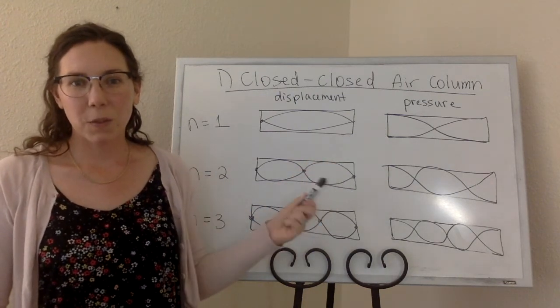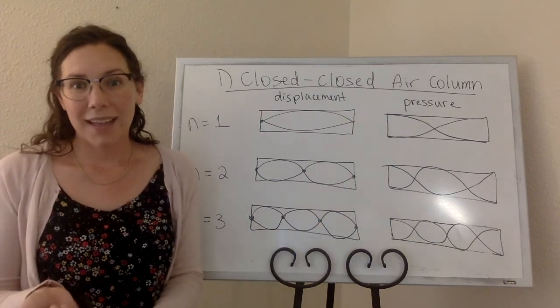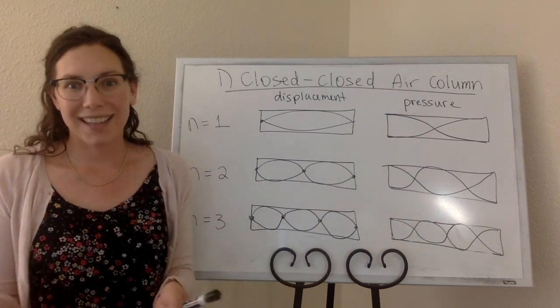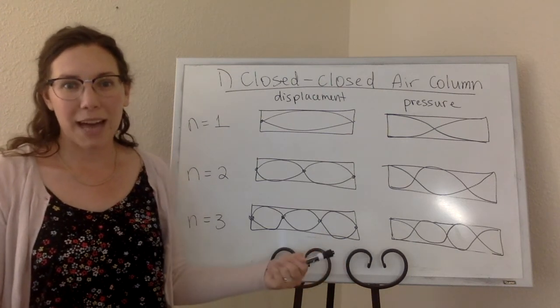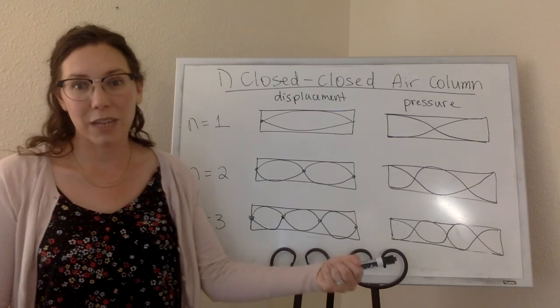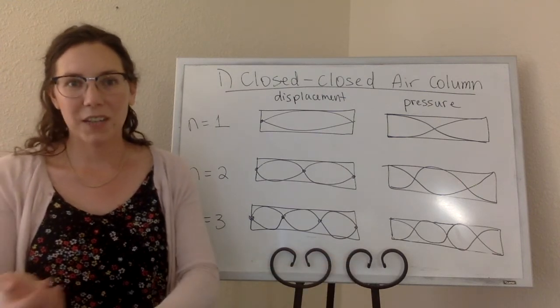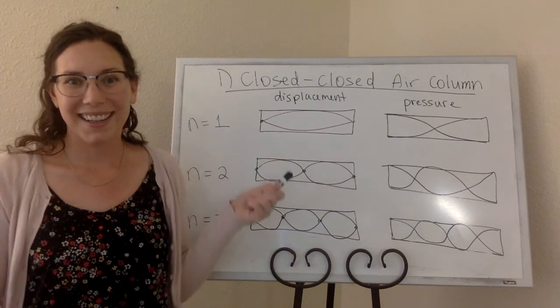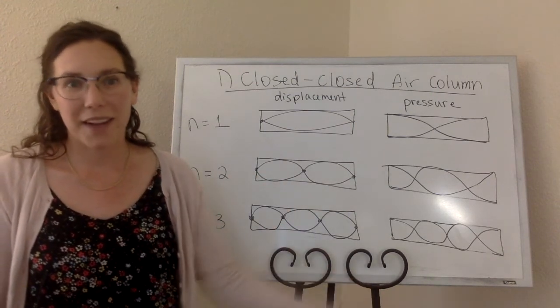Then n equals 2, we have two antinodes, so we'll need two nodes, and again, both ends need to be pressure antinodes. And then similarly for n equals 3, where we had three antinodes, we now have three nodes within that air column. So I would suggest remembering how to draw the displacement patterns and then using that to draw the pressure patterns if needed.